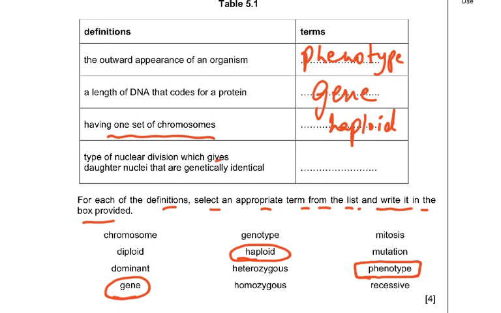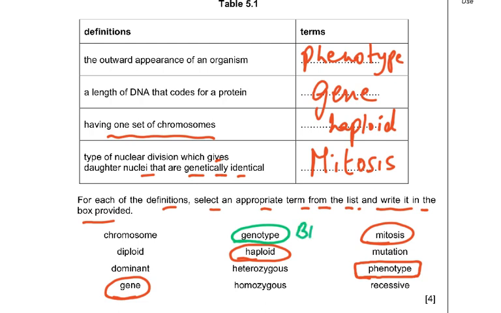Then type of nuclear division which gives daughter nuclei that are genetically identical. Now that has to be mitosis. So, I mean, just going through the other ones which we have not been asked, what would be the statement for genotype? The genetic makeup, which is always expressed in letters, like this would be genotype.